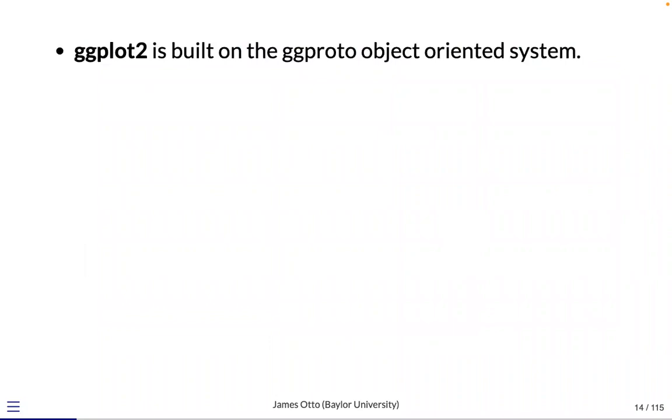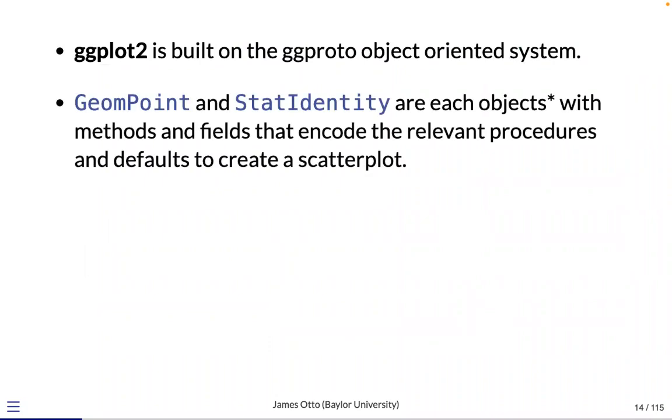Well, ggplot2 is built on the ggproto object-oriented system. So GeomPoint and StatIdentity that we just saw are instances of ggproto, which are objects. It's kind of complicated, but we won't worry about that right now. GeomPoint and StatIdentity are objects that each have methods and fields. You could think of these as elements that encode the relevant procedures for creating, in this case, a scatter plot.